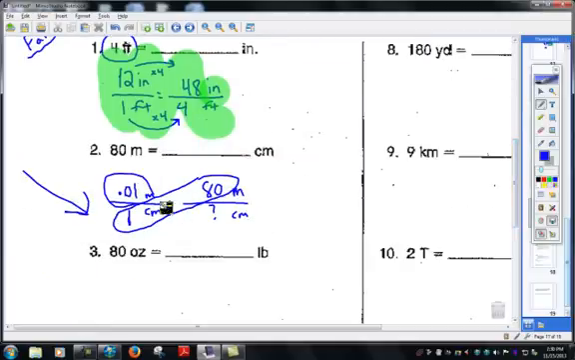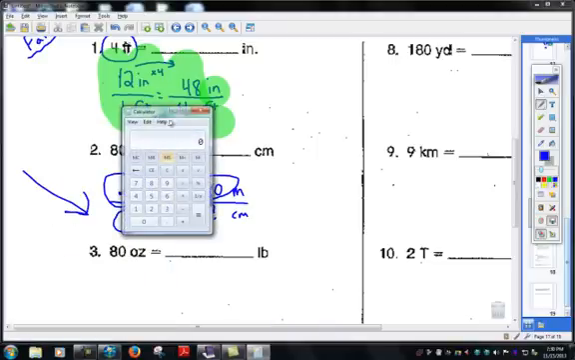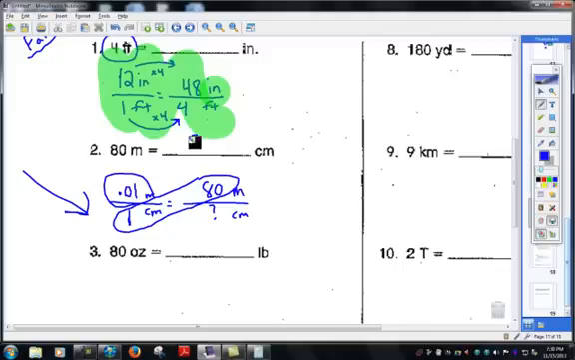Cross multiply, divide. Okay, where'd my calculator go? There it is. That's 1 times 80, which is obviously 80. And then we're going to divide by 0.01. That's going to give us 8,000. There are 8,000 centimeters in 80 meters.